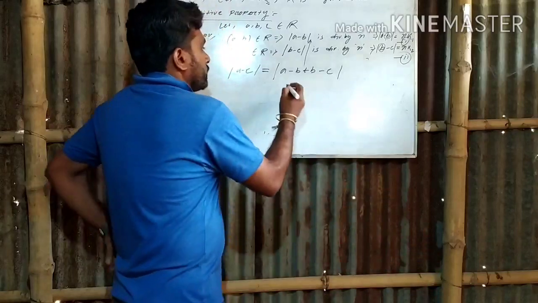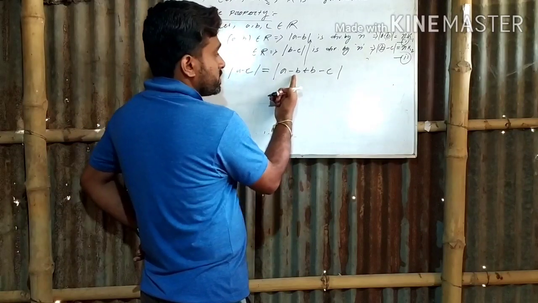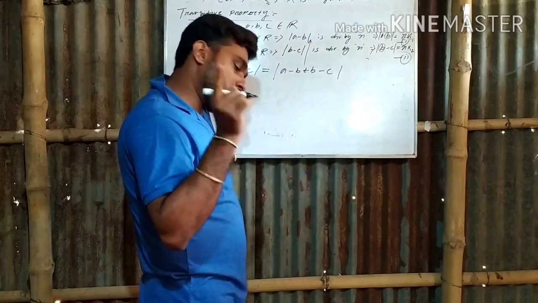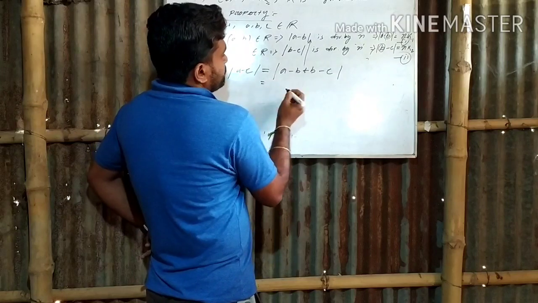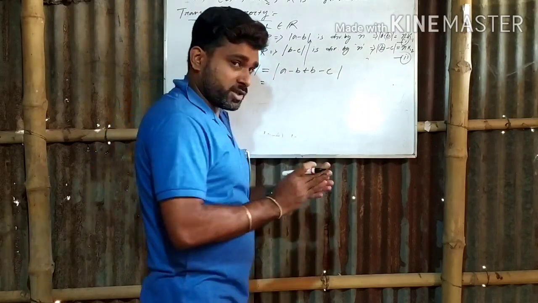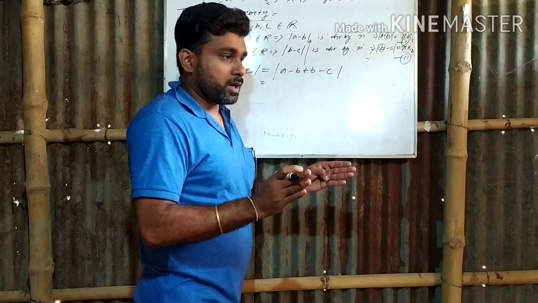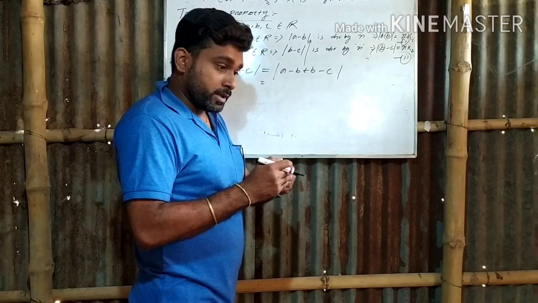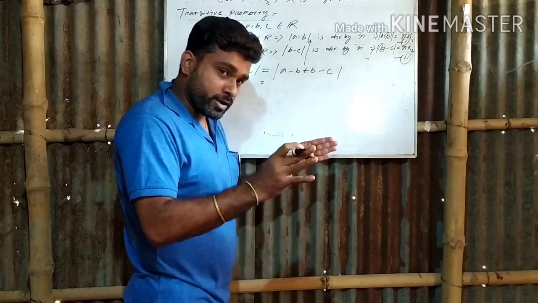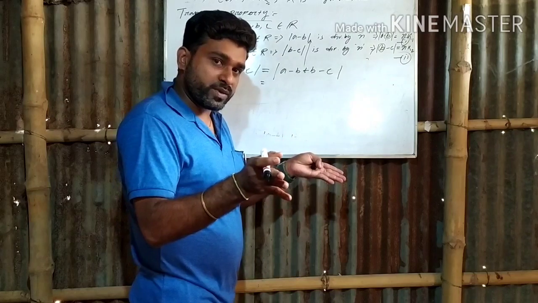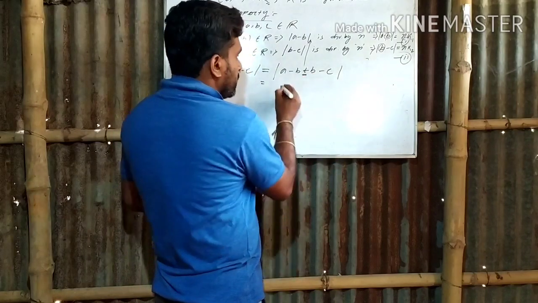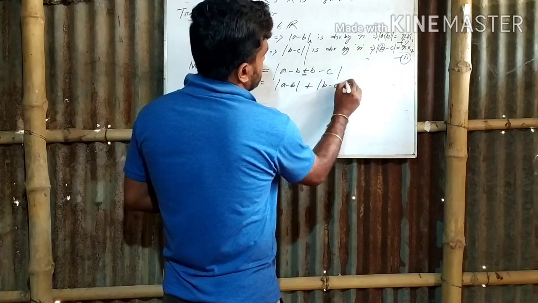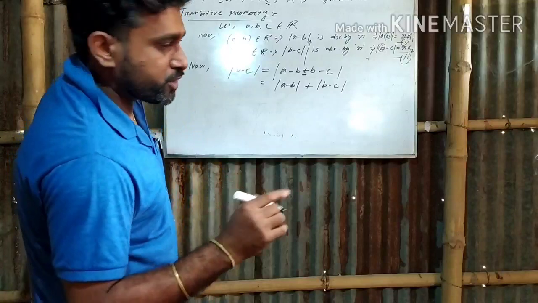The pattern is this: minus b plus b, everywhere minus b plus b. In the transitive property, you have to introduce these two things. As you all know, the mod function can be split with respect to the addition and the subtraction sign also. If you have the plus sign in the middle, then you can split the whole modulus function into two parts: mod of A minus B, plus mod of B minus C.